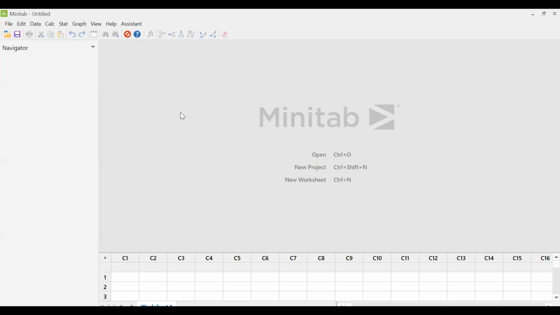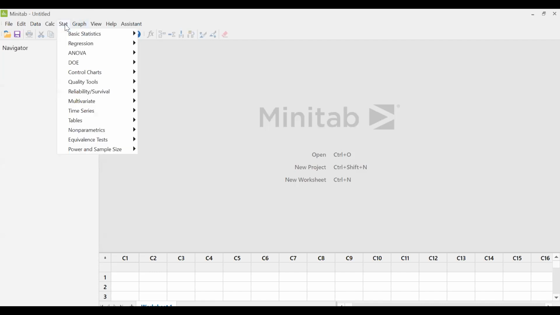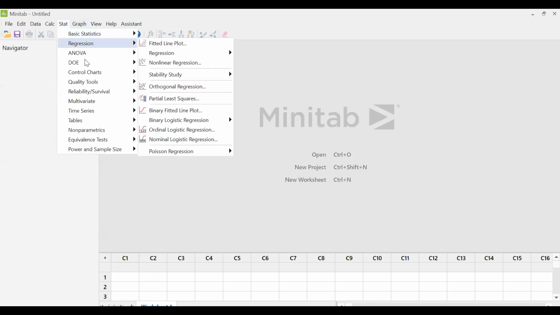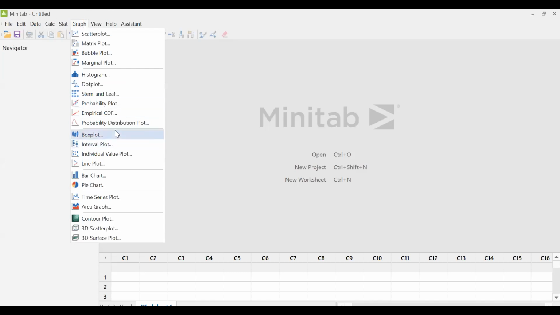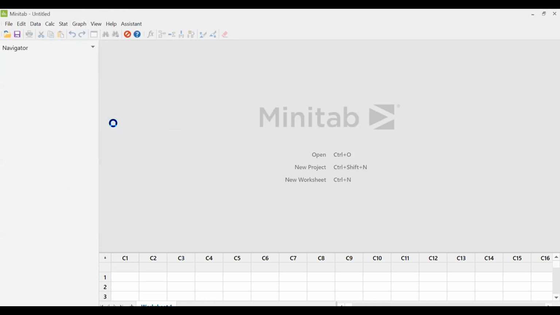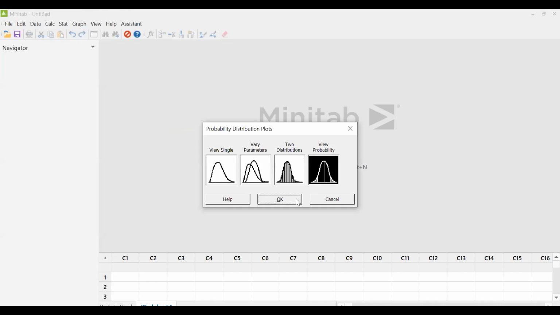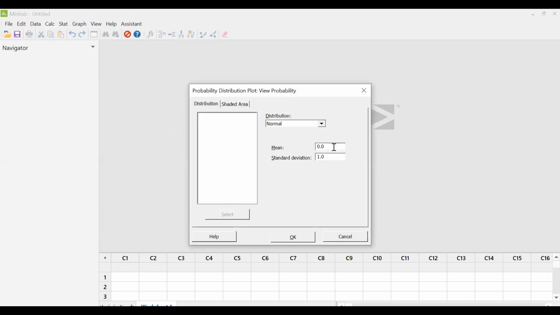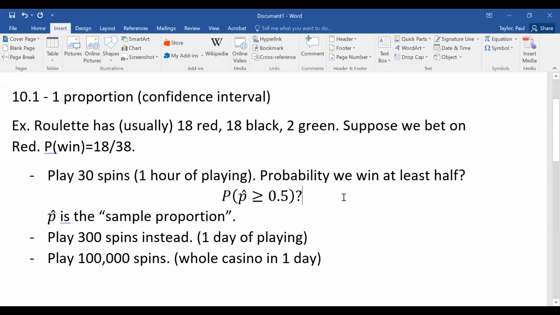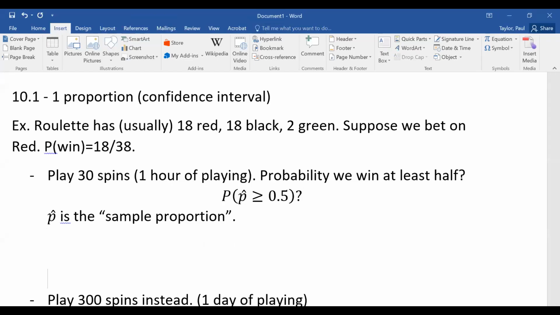Okay, so I want to find the proportion of wins. What are the chances that the proportion we win is at least half? So I guess I'm going to use my graph, normal distribution, and view probability. And we need a mean and a standard deviation here. I haven't really talked about that, so we might have to go back to our Word document and do a few little computations here. So let's add in some computations.